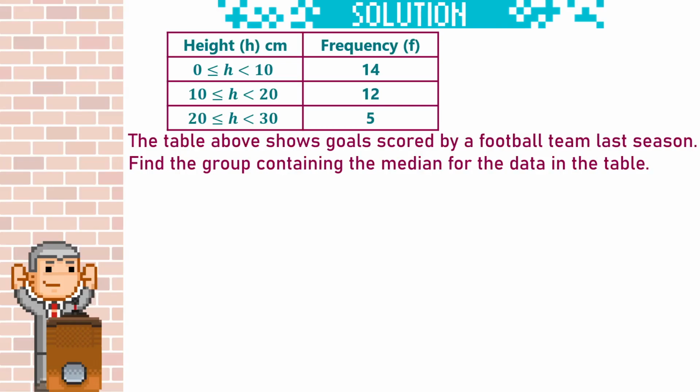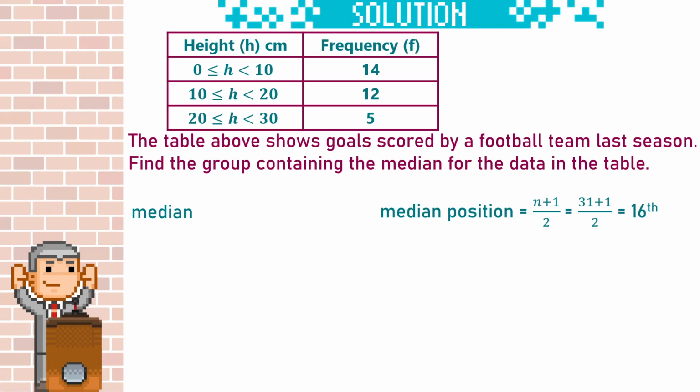We can't find the exact value of the median because we don't know what the raw data was, but we can find the group containing the median. To find where the median is, we use the formula n plus 1 over 2, where n is the amount of data we have. We can find this by adding up the frequency column. There's 31 pieces of data, so we're going to do 31 plus 1 divided by 2. So 32 divided by 2, which means the median will be the 16th value.